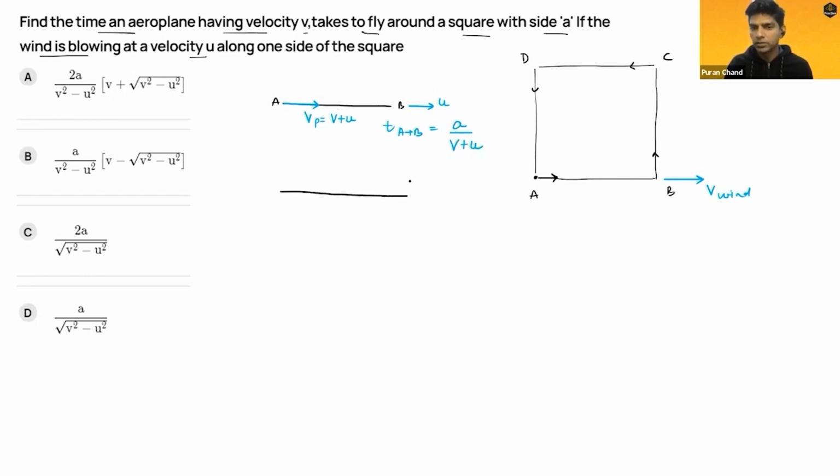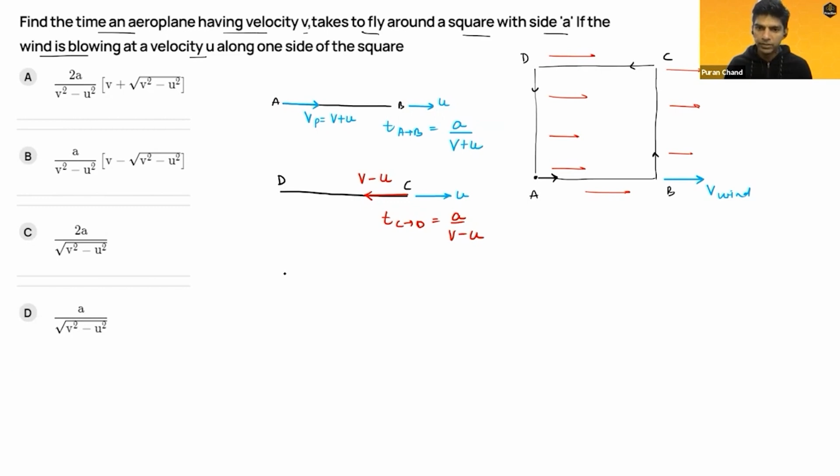Clear? Now let us take C to D, that is also simple. So this is C and this is D. Here your wind velocity is also in this direction, so in this case the plane should move in this direction, so it becomes v minus u. Is it clear? So time from C to D will be a divided by v minus u.